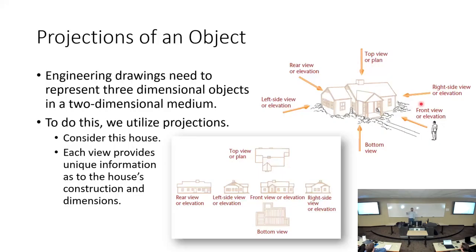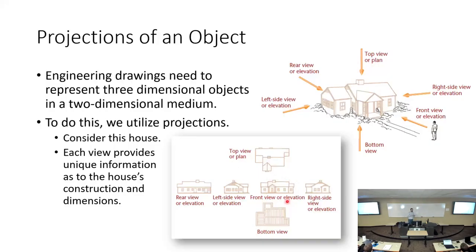So we could look at the front view of the house, we can look at the rear view of the house, we can look at the left view, the right view, the top view, and the bottom view, right? Now, for the purposes of this house, what we're doing is saying, okay, if I was standing here and I was looking at the front view of the house, what would it look like? And I would draw this front view, and this is what it would look like. And I call that a projection, okay?